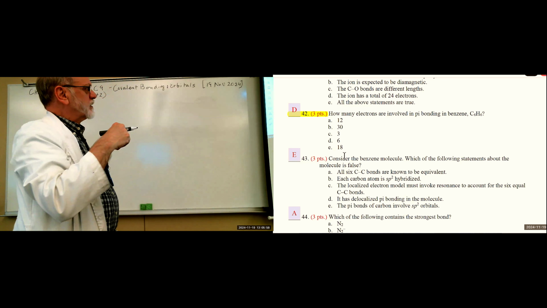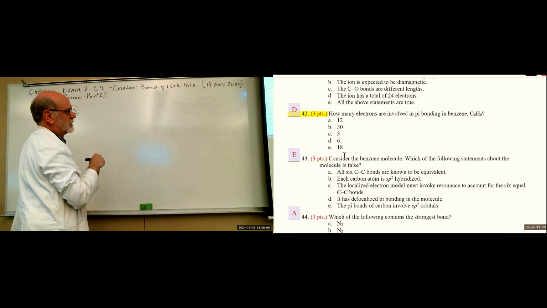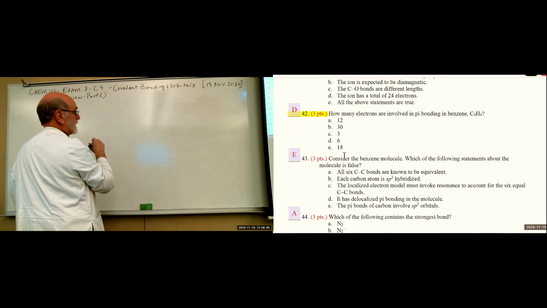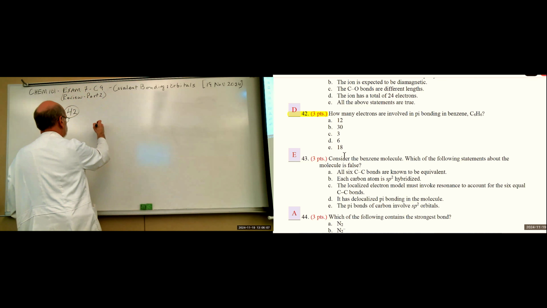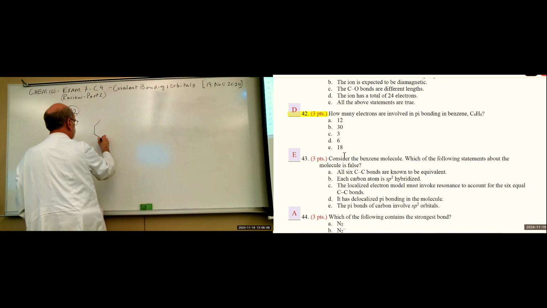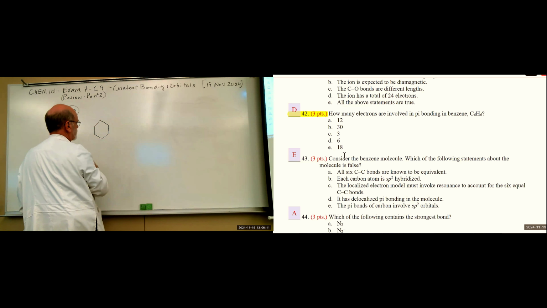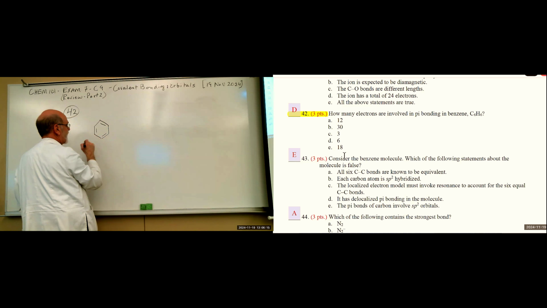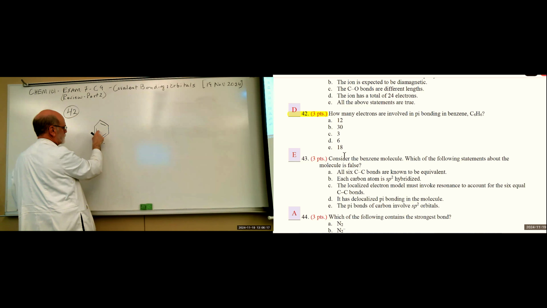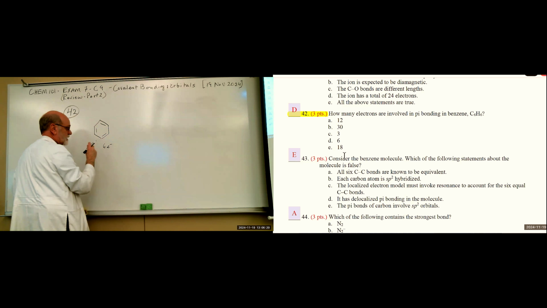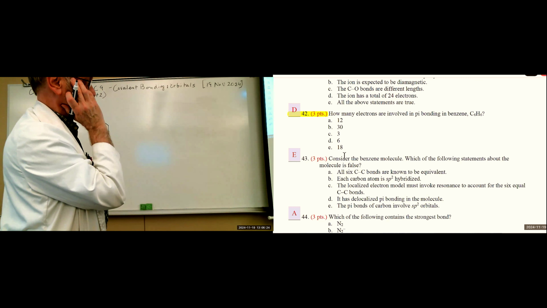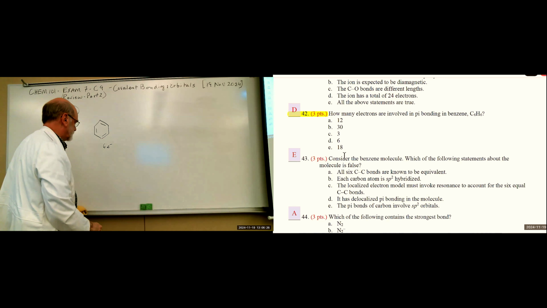How many electrons are involved in pi bonding in benzene? Oh, that's benzene. Benzene can be written like this, like that, like that. That means 2, 4, 6. 6 electrons are involved in pi bonding. Okay, that was very simple.